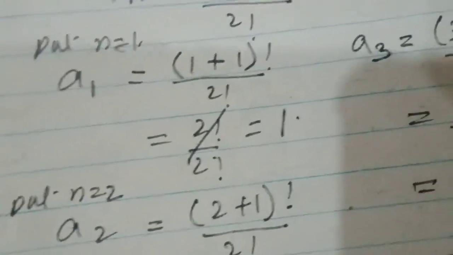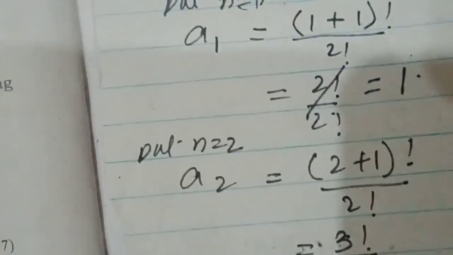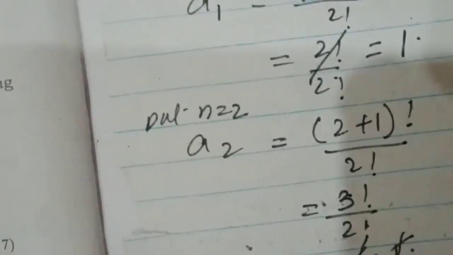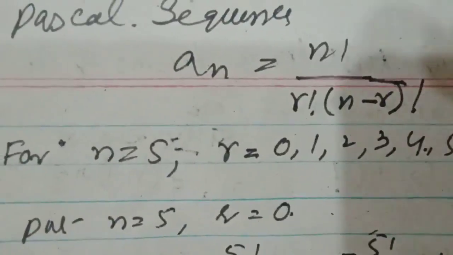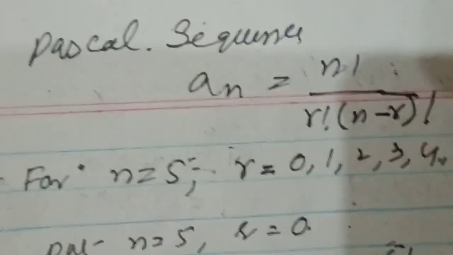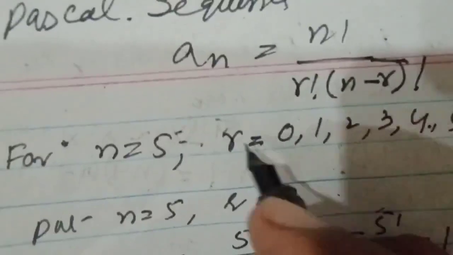Next, our question number 6, Pascal sequence. Now this is your formula. Remember that this is a Pascal sequence. Here r will be the number of the row in the arrangement.